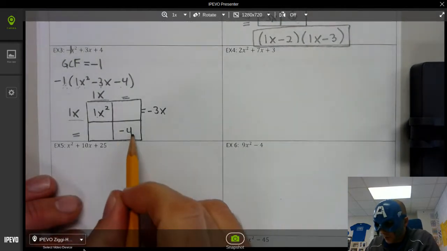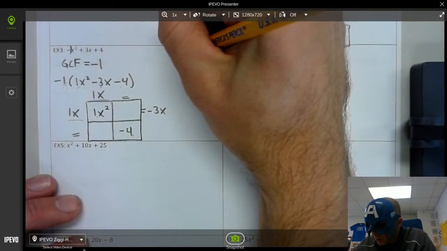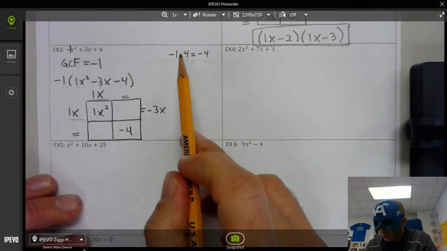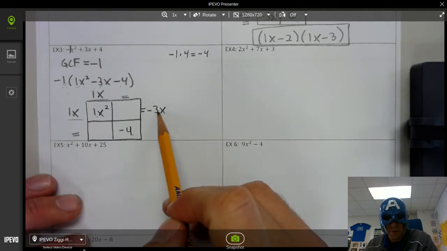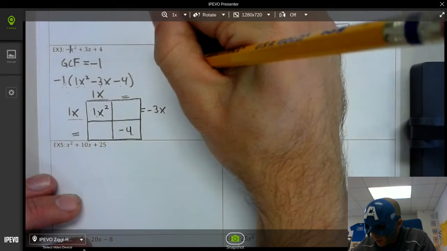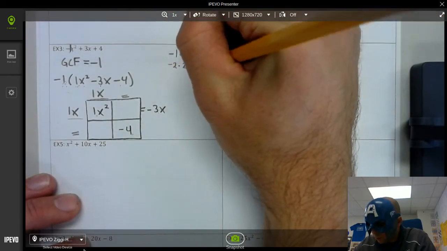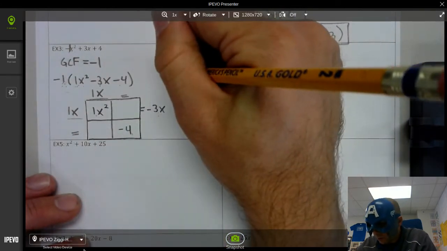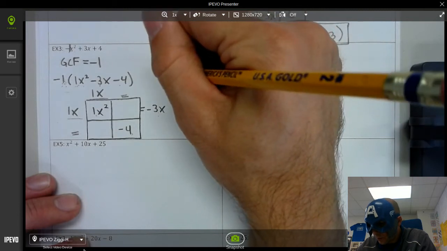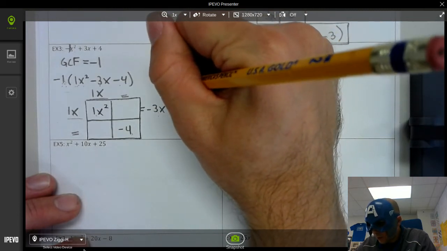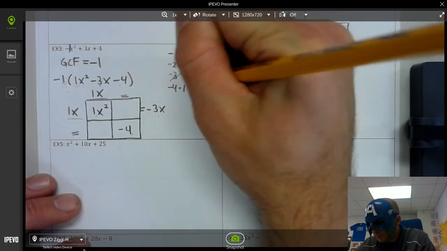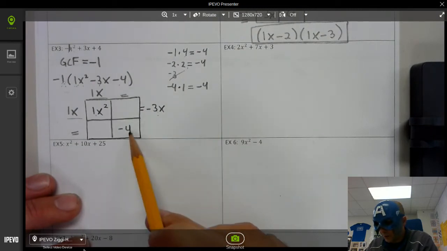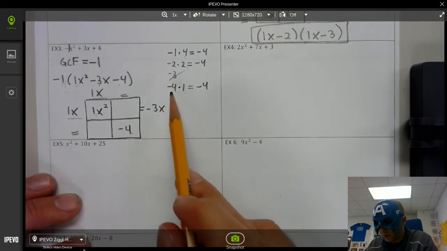So let's write out all the combinations that give us negative 4. So we know negative 1 times 4 is negative 4. Well, combine these. Does negative 1 combined with 4 give you a negative 3? And the answer is no. So then we try negative 2 times 2, which we know is negative 4. And then you ask yourself, do these combine to give you negative 3? The answer is no. So we know negative 3 doesn't work because negative 3 times nothing will give you 4, so that's out. And then we go to negative 4. Negative 4 times 1 is negative 4. Well, we get negative 4 when we multiply it, so now we ask ourselves, do these combine to give you negative 3? And the answer is yes.